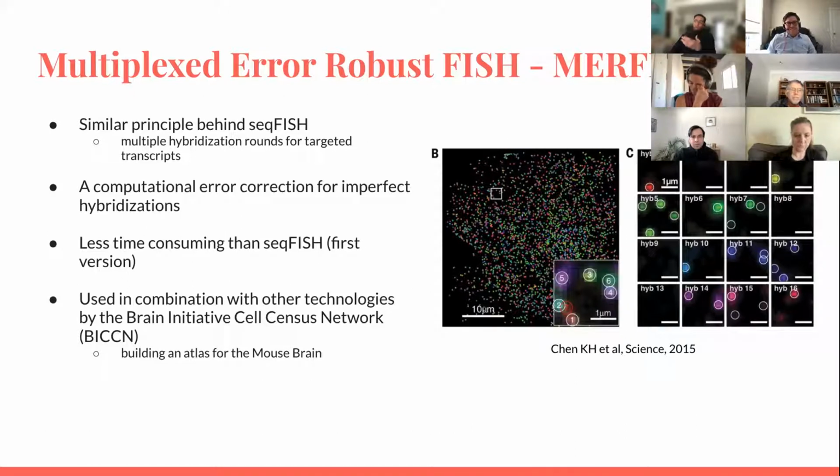So we have multiple hybridization rounds, and the good point of this technology is that they performed this computational error correction for the imperfect hybridization. So I suppose that in this case we have a more accurate identification of the transcripts during the experiment. So it's less time consuming than the first version of the seqFISH. And also it has been used in combination with other technology by the BRAIN Initiative Cell Census Network for building an atlas for the mouse brain.